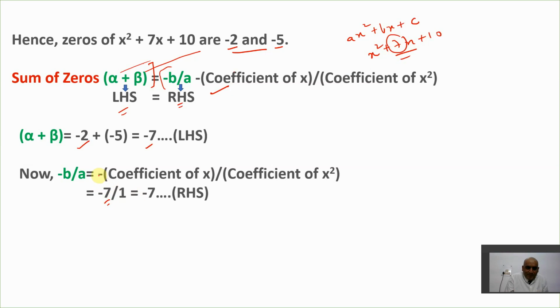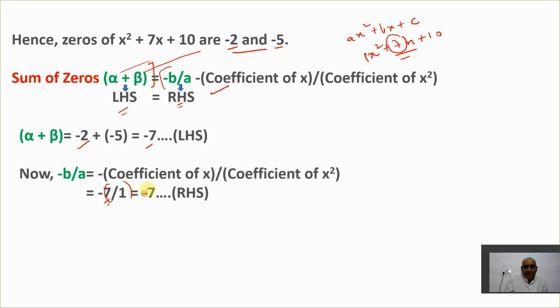Don't confuse this 7. This minus is separate, right? It's actually in the bracket like this, minus of the coefficient of x. This minus does not attach with x. So this is minus of 7 upon 1. This 1 is what? The coefficient of x square. This is 1. I hope you get this point.